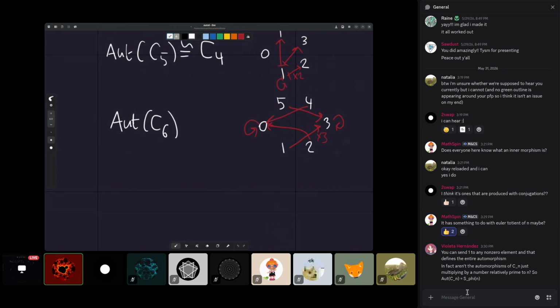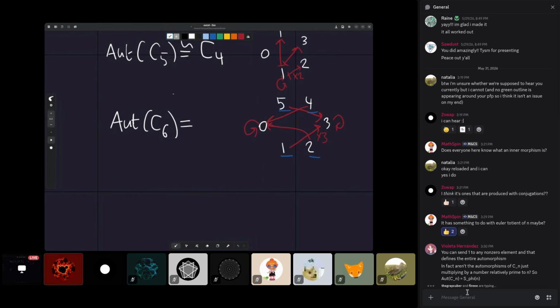If you send 1 somewhere that's not sharing a factor with 6, which is any of these 4, you get an automorphism. The group theory way of seeing it is that these 4 things are all the generators of C6, whereas 3 and 0 are not generators. So you generate C6 if and only if you're co-prime to 6, and that's where your automorphisms come from.